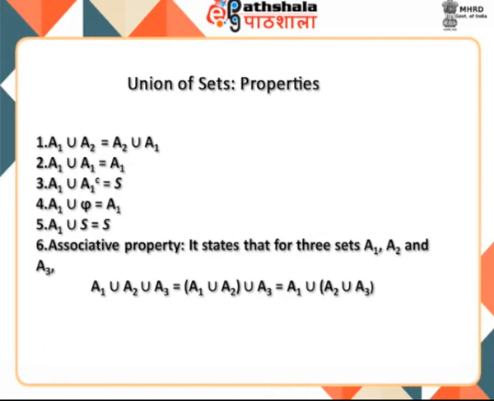Lastly, the associative property. It states that for three sets A1, A2 and A3, (A1 union A2) union A3 is equal to A1 union (A2 union A3).